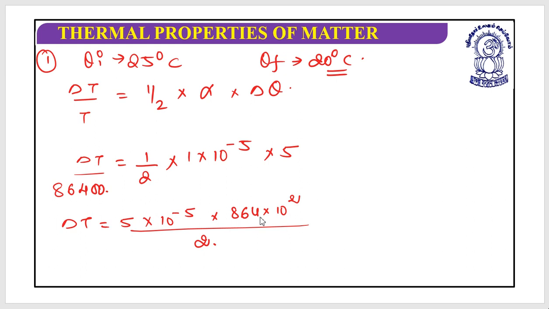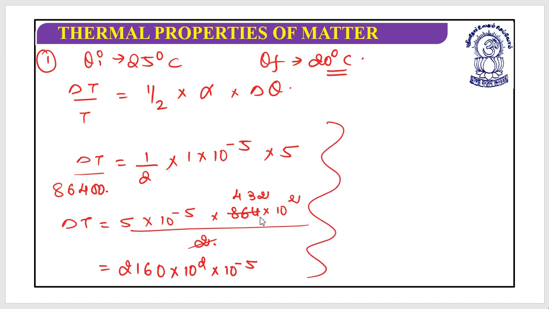Is it clear? This 2 and this 864 give 432, and this is equal to 432 multiplied by 5, which is 2160, multiplied by 10 to the power 2 multiplied by 10 to the power minus 5. If I solve it further, this is 216 multiplied by 10 to the power 1, 10 to the power 2, which is 10 to the power 3, times 10 to the power minus 5, giving 10 to the power minus 2. So this delta t is equal to 216 divided by 100, which is 2.16 seconds.